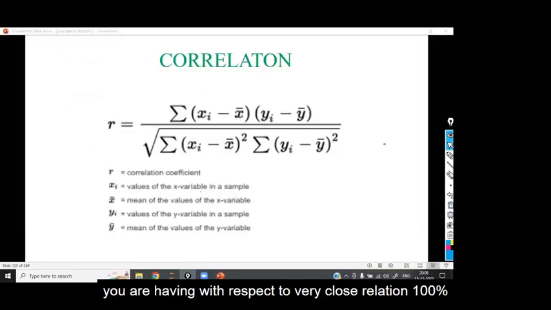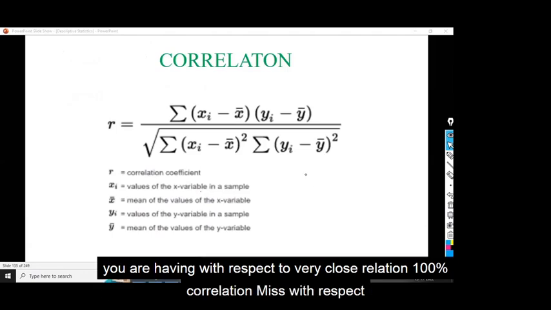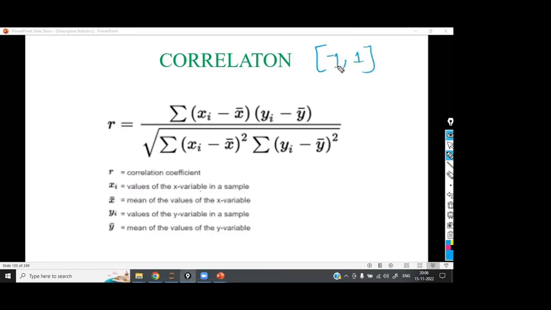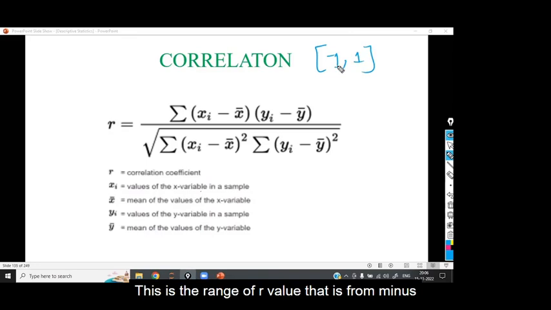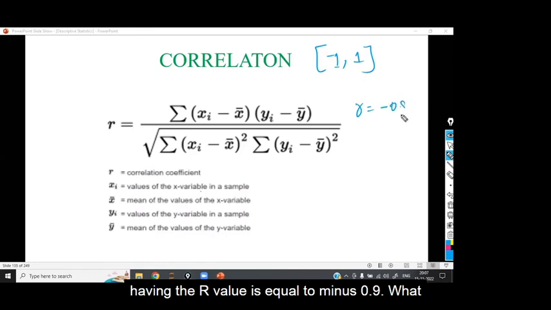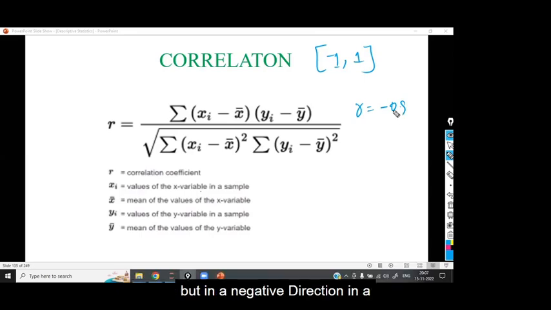So the relation between two variables is very close. 100% correlation means you are going to get an R value equal to 1. So the R value ranges from -1 to +1. This is the range of the R value, from -1 to +1, right? For example, if the R value is equal to -0.9, what is the meaning? It is 90% correlation, but in a negative direction, in an opposite way. The relation is in the opposite direction.